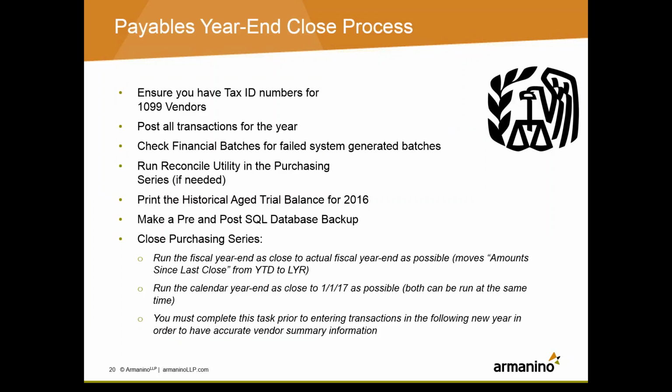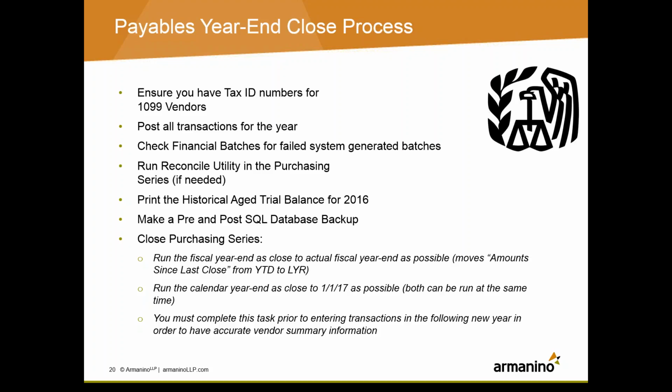So now, as part of the payables year-end close process, you do want to ensure that you have tax ID numbers for 1099 vendors. So I recommend using a smart list to gather that information and to make sure that you have those tax ID numbers. You want to make sure that you post all transactions for the year. You want to make sure that financial batches doesn't have any failed system-generated payables batches or purchasing batches.